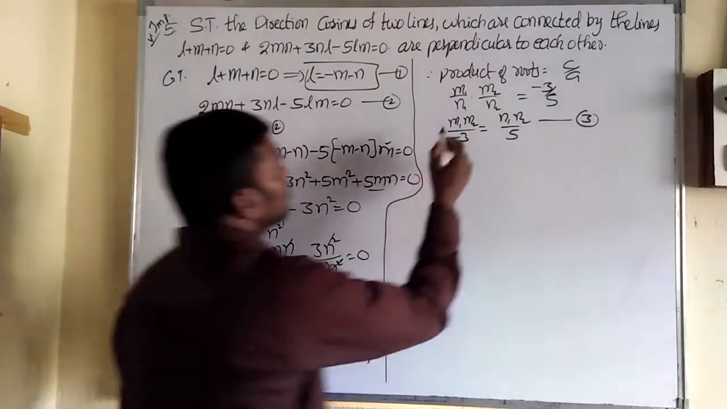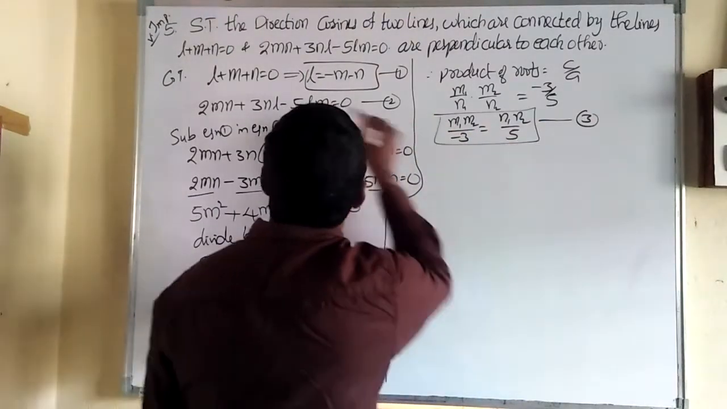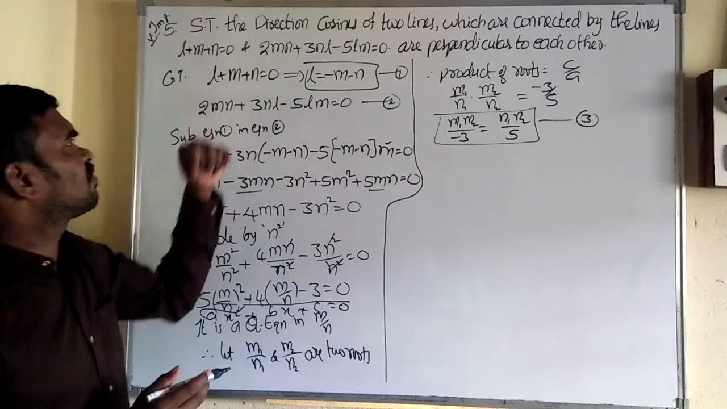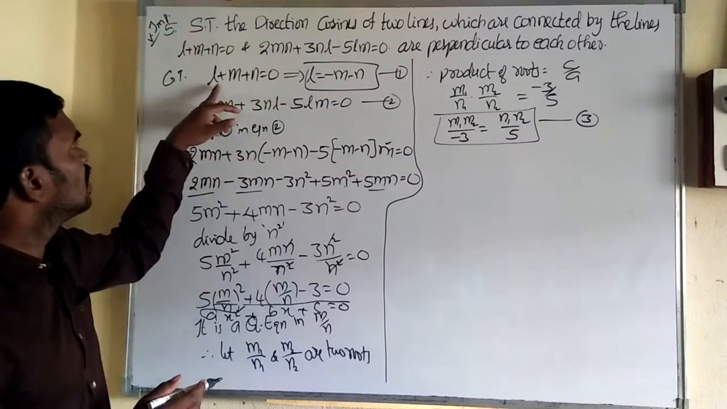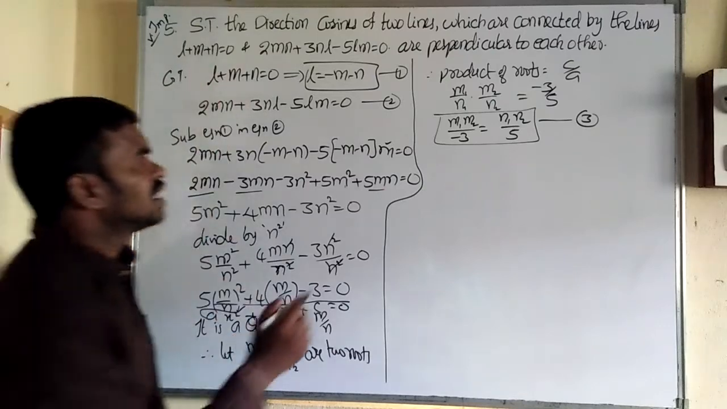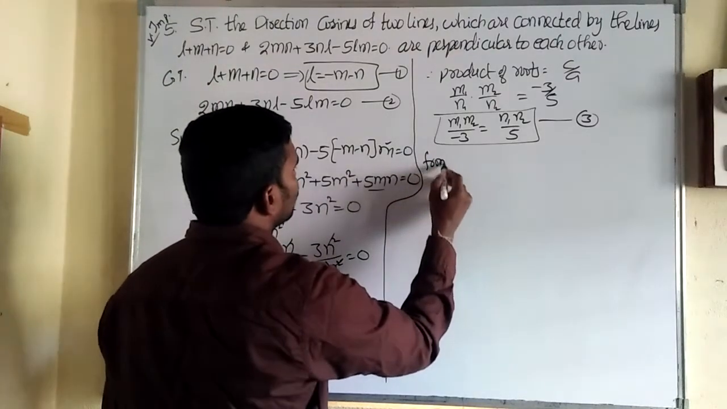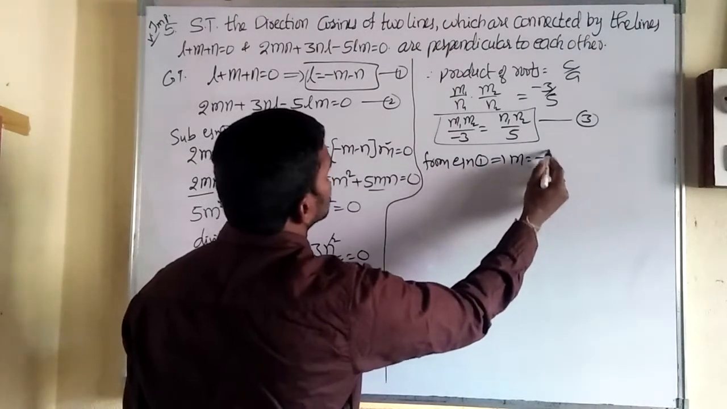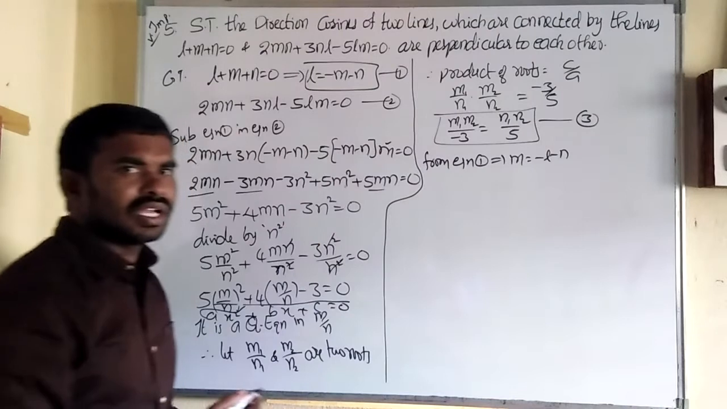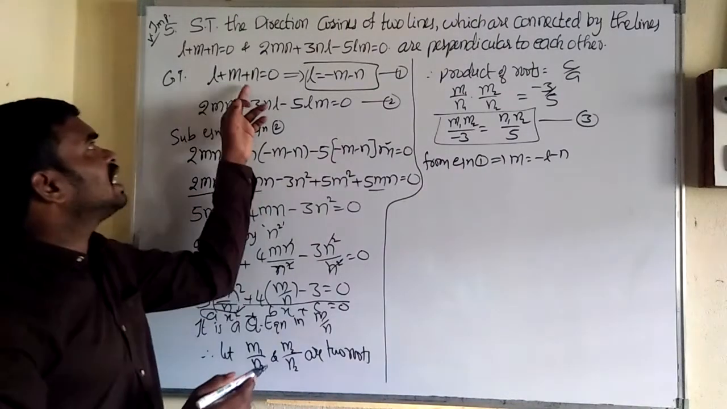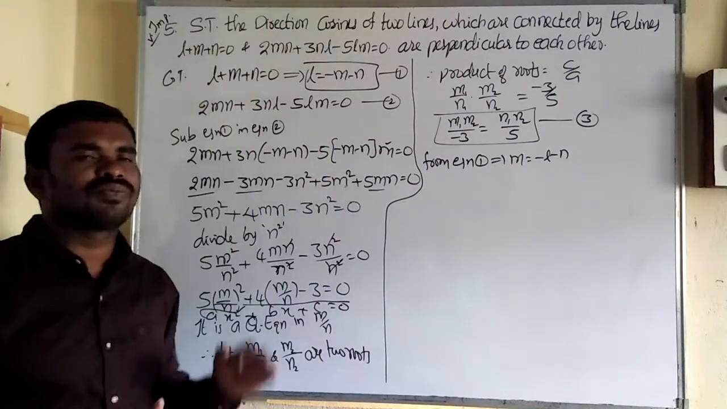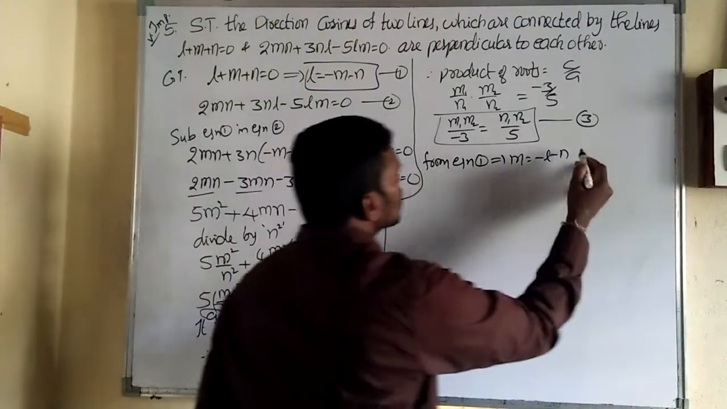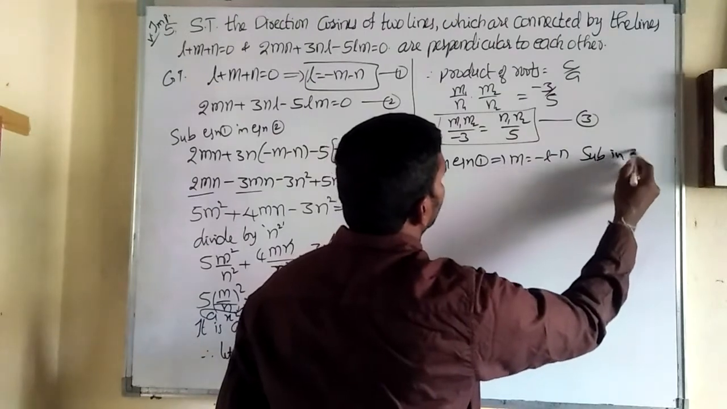Okay, one condition we got by taking L equal to minus m minus n. Similarly, take another condition from equation 1. Can we take m equal to minus L minus n? Yes. So from equation 1 we can take m equal to minus L minus n. Otherwise you can take n equal to minus L minus m also. No problem. If you take that also you can get it. And substitute in equation 2.